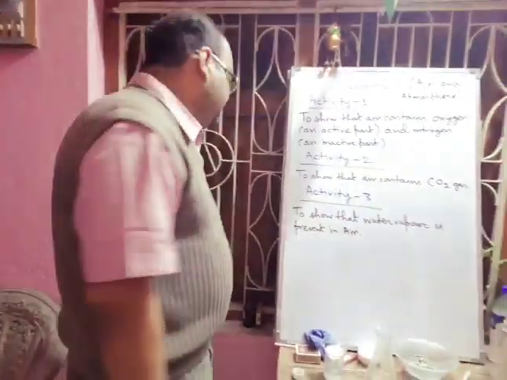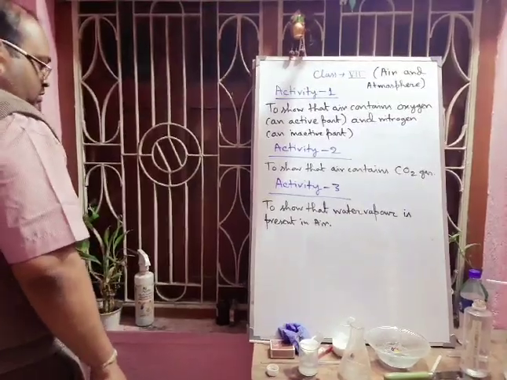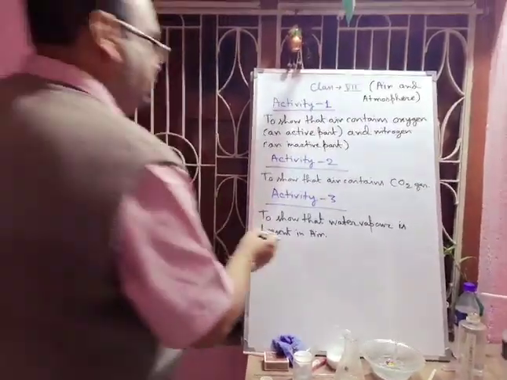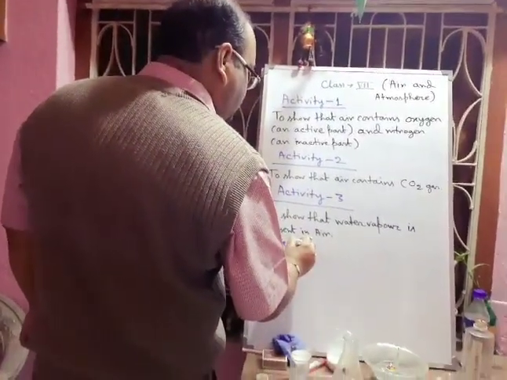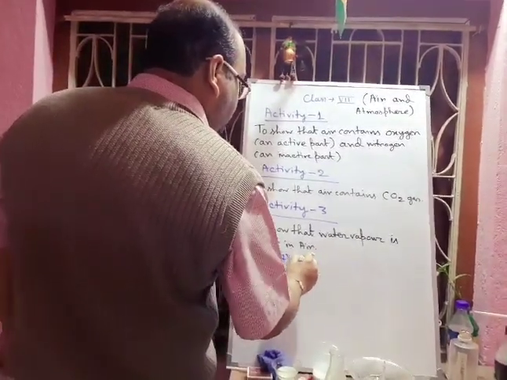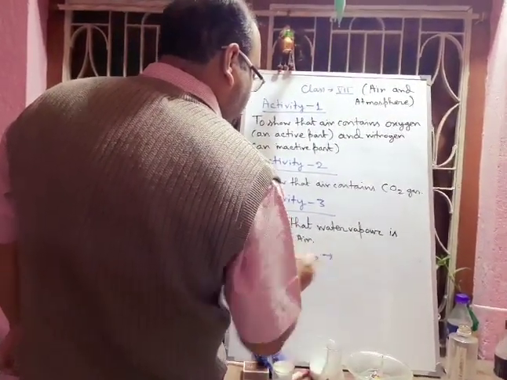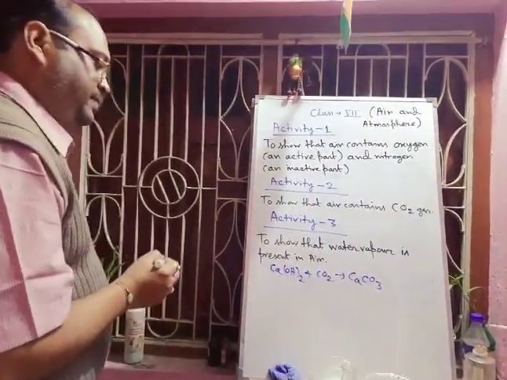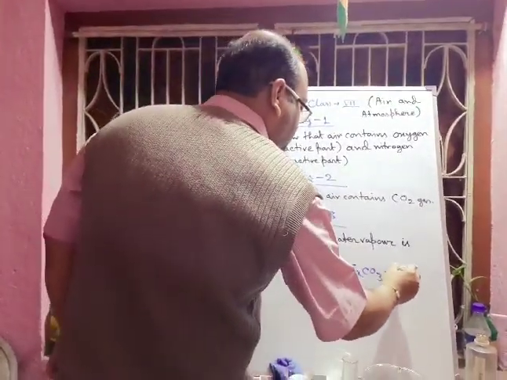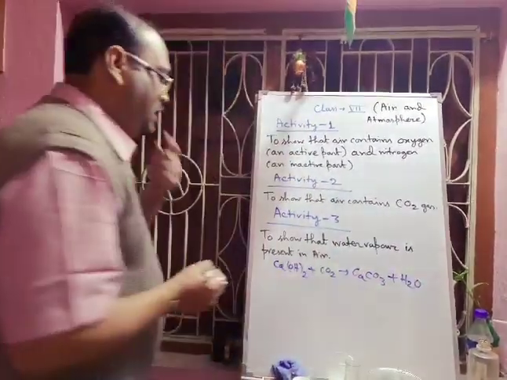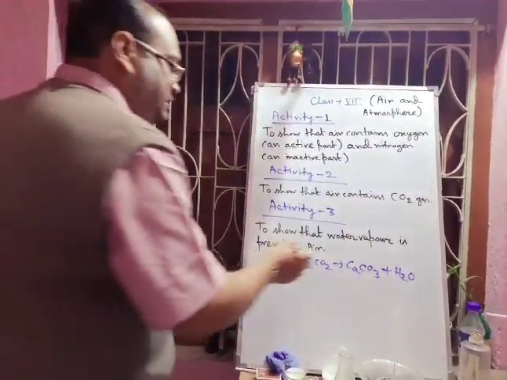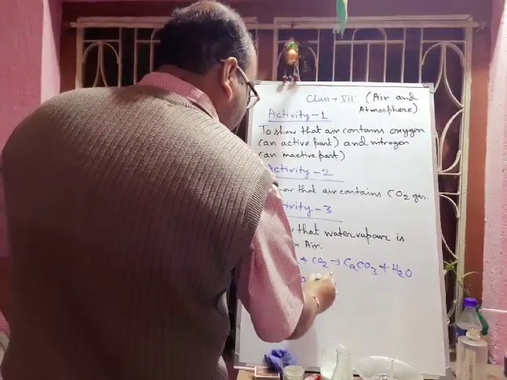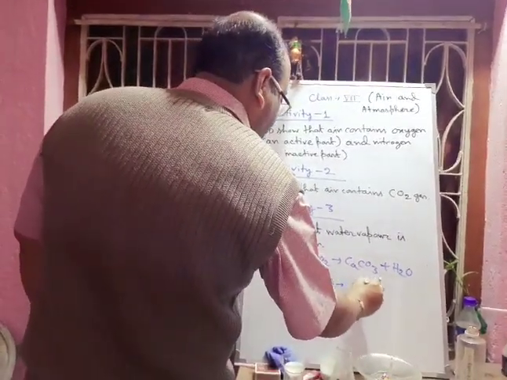Okay, and now I am showing you the reaction. So lime water is what? Calcium hydroxide. It is reacting with carbon dioxide gas, forming calcium carbonate, and there will be formation of H2O. And again, when you are passing excess carbon dioxide gas through calcium carbonate, this calcium carbonate again reacts with carbon dioxide and water, forming calcium bicarbonate.